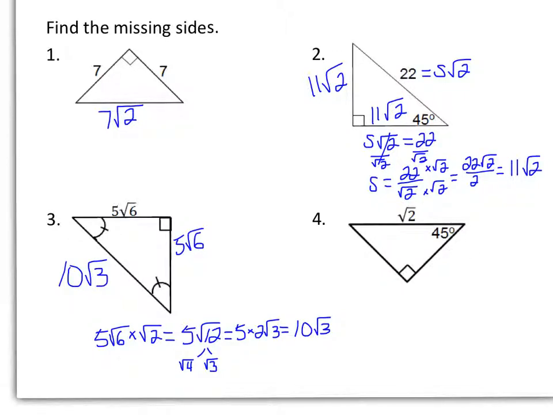And in number 4, my hypotenuse is square root of 2. So this is side times square root 2. So if I want to solve for my side, divide by the square root of 2. Now square root 2 divided by itself is 1. So our sides are 1.